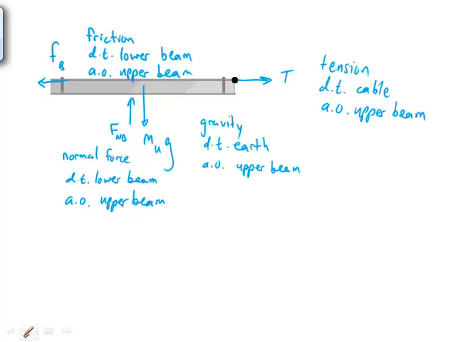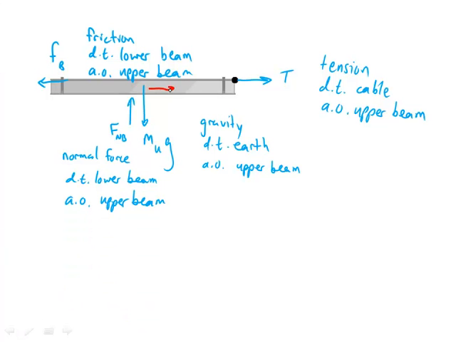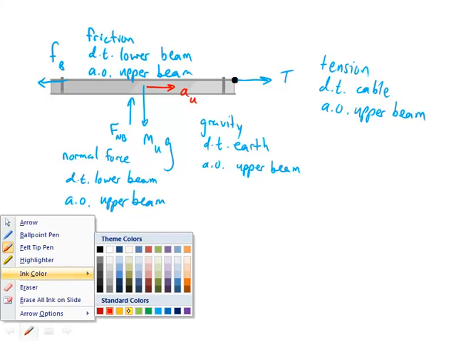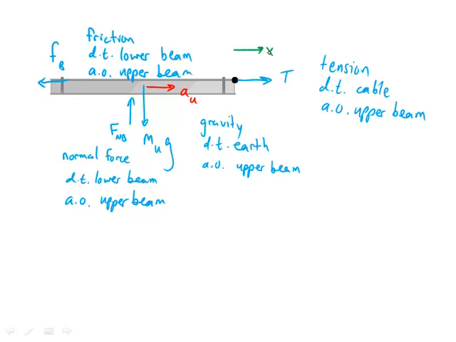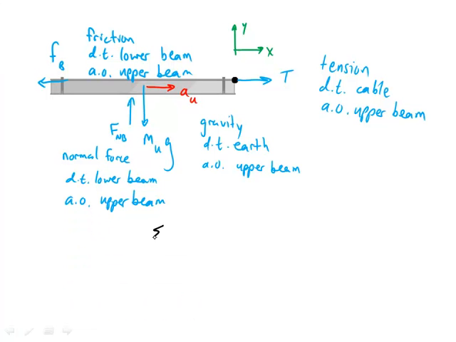So that's it. There is an acceleration. It may or may not be the same as the acceleration on the lower beam. So I better label it a sub u. It's going to be to the right. And so let me also put in a set of coordinate axes. You always have to define your x direction and your y direction. And now I'm ready to write the equations for the forces acting on this beam.